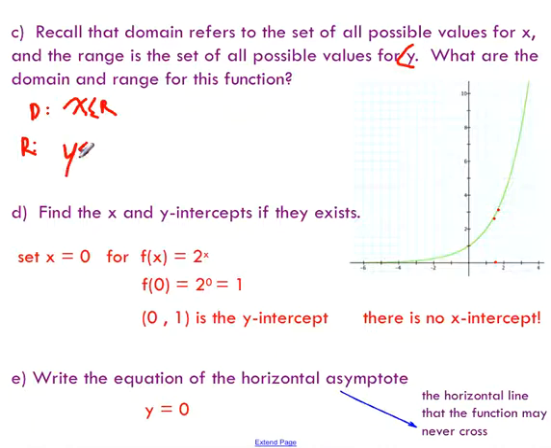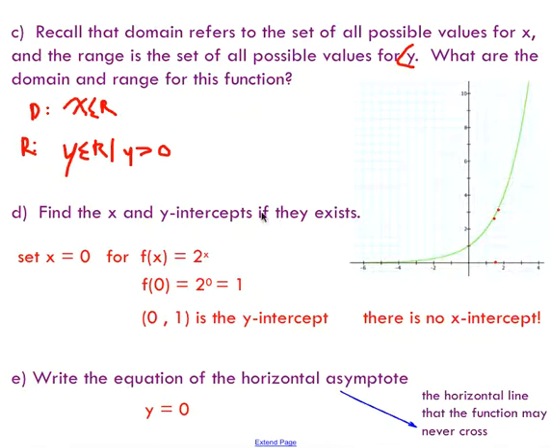So I'm going to say my range is any possible y value such that, that's just a vertical line, my y values have to be greater than 0. And I can't say greater than or equal to 0 because I'm never going to be able to reach 0. And I just showed you why that is using my table of values.